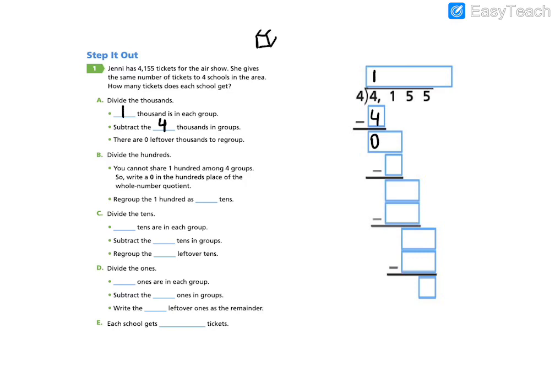We think about if this was my thousands cubes, they're very quick thousands cubes. I have been able to regroup to put each one in a group. I have none left to regroup into hundreds. All right, so now we need to look at the hundreds place. We don't have any thousands that we're regrouping, but we still have 100.